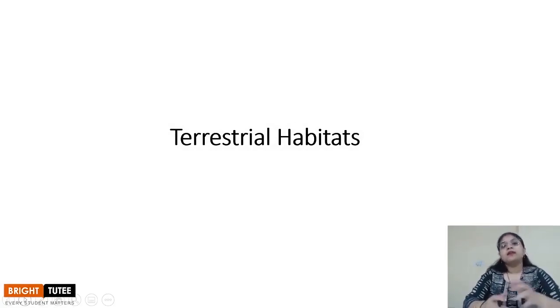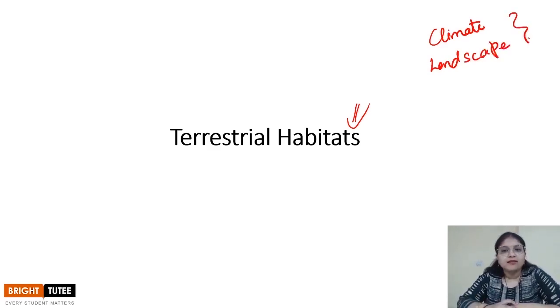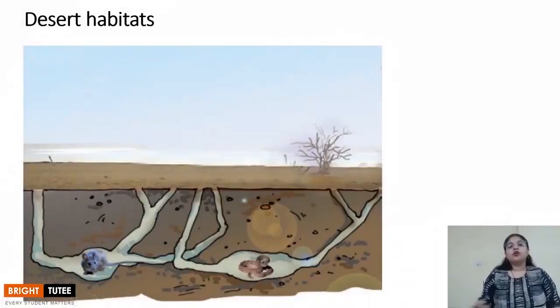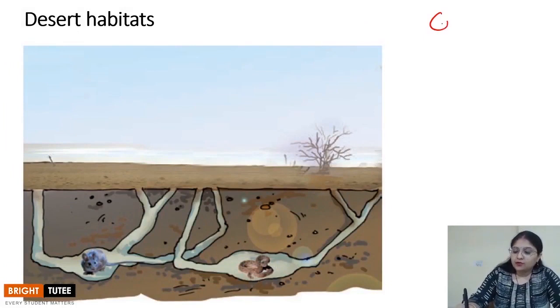Students, terrestrial habitats are the habitats which are land habitats basically. That means the animals and plants that live on land are actually living in the terrestrial habitats. There are different kinds depending on the climate and the landscape, right? So depending on these two factors, there are different kinds of habitats that we are going to study. The very first habitat that we are going to study is the desert habitat. In the desert, we have seen that there is one particular animal that we discussed, and that was the camel.